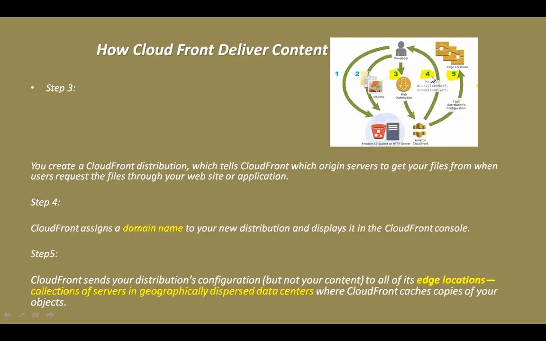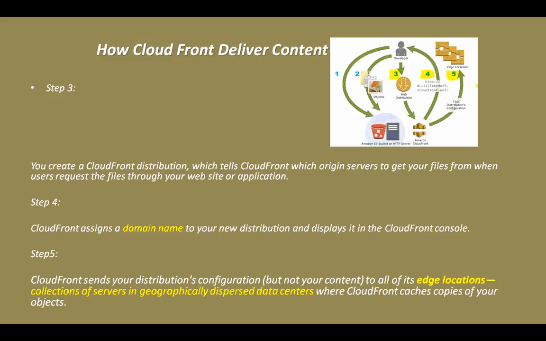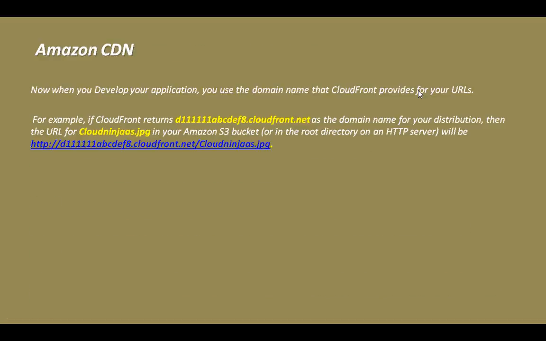Now in the fourth step, a domain name was given so that for any image or media file lying over here, a routable path could be given, so that a user from the internet could access it through the OTT integration. So when you will be developing your application, you will be using that domain name which we got in step 4, directly giving the path like I said before.